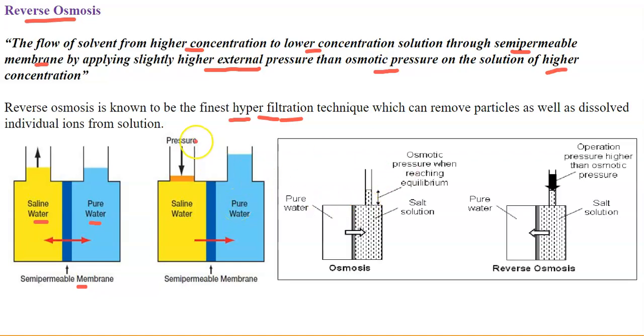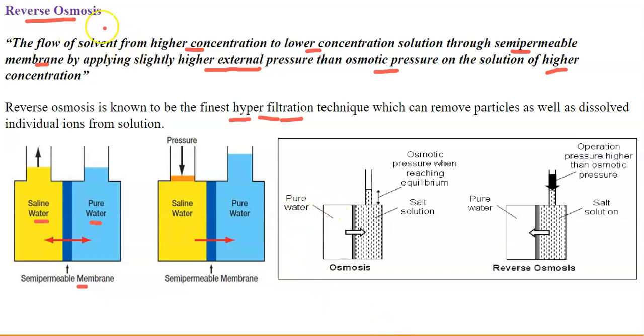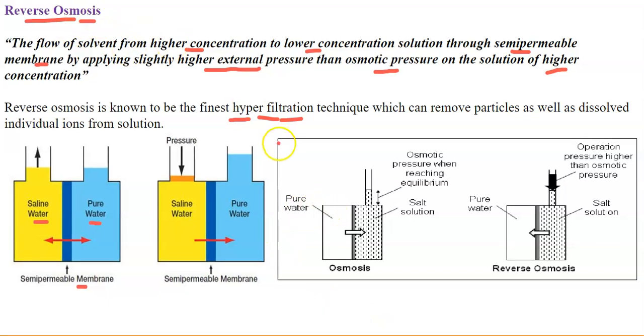Now, why do we need to apply the pressure over here? Because osmosis is actually a purification of water. We are using reverse osmosis. But osmosis is a natural phenomenon in which there is a tendency of solvent molecules to pass from a solution of lower concentration, that is from pure water, to a solution of higher concentration, that is saline water, through a semi-permeable membrane. So osmosis is a natural phenomenon.